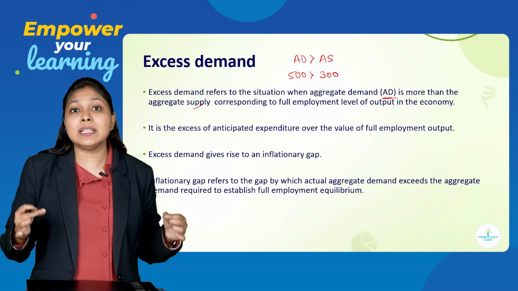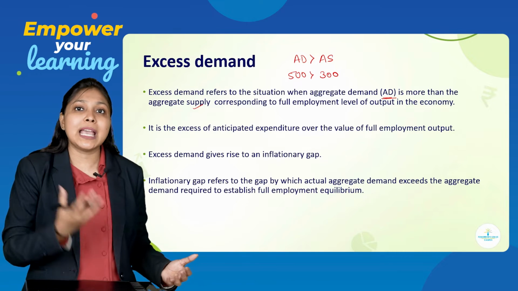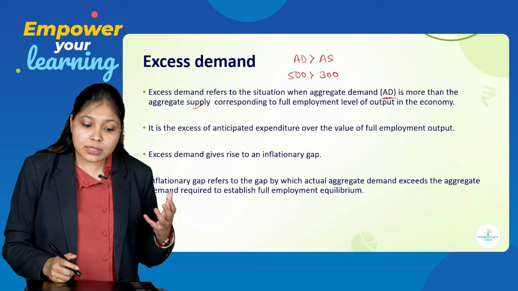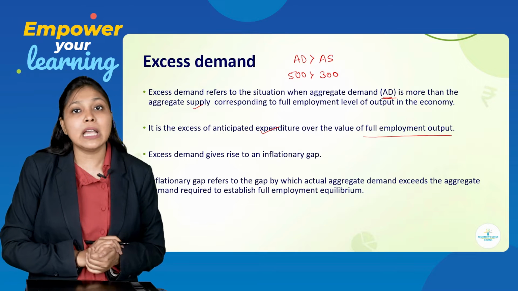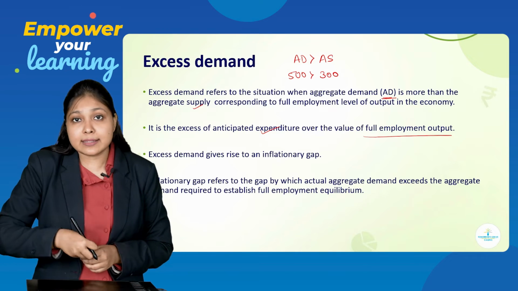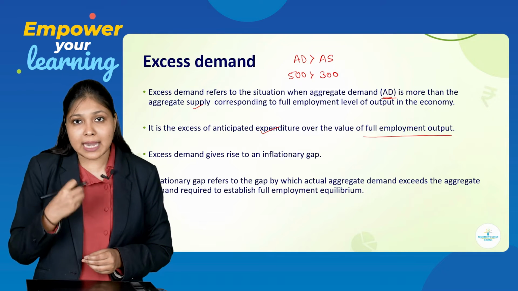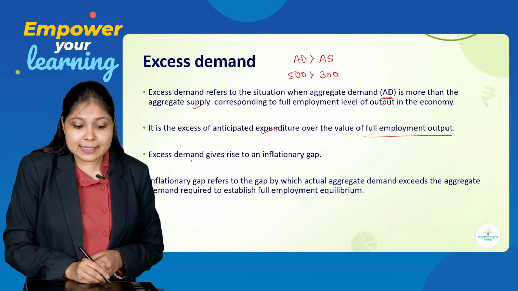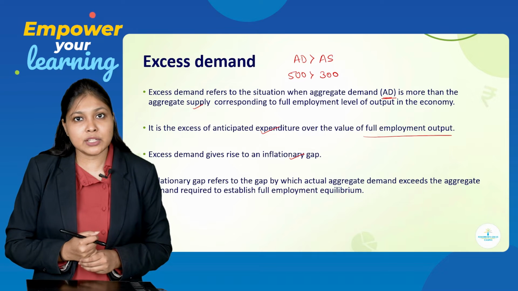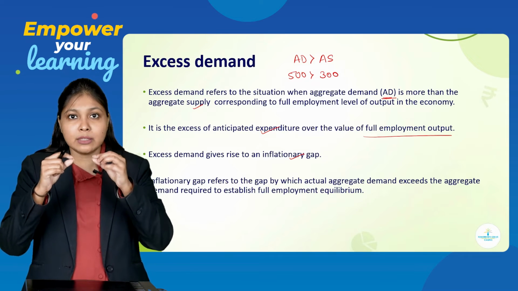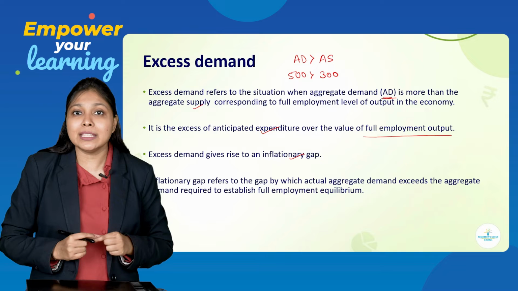This situation is nothing but excess demand, wherein my demand for commodities is more but supply of commodities is less. So this is the excess of anticipated expenditure over the full employment output. This situation is studied under full employment equilibrium, that means the economy is working at its full capacity. Excess demand will give rise to an inflationary gap. The gap which is created between AD and AD1 is the gap of inflation.